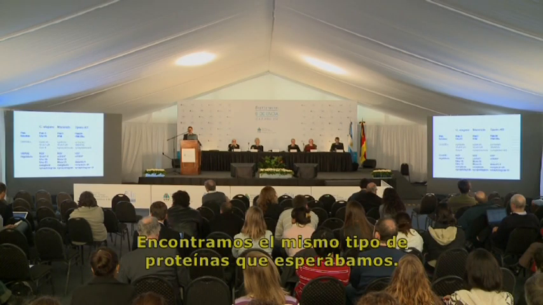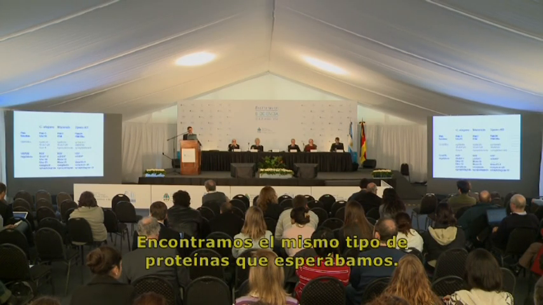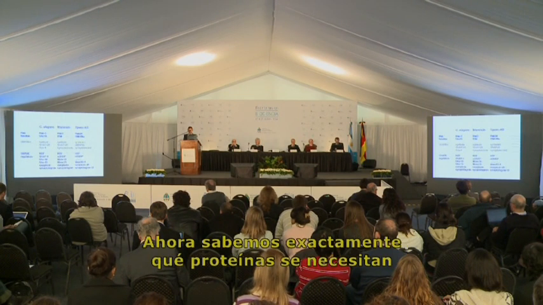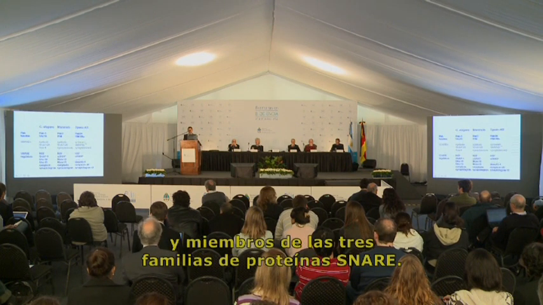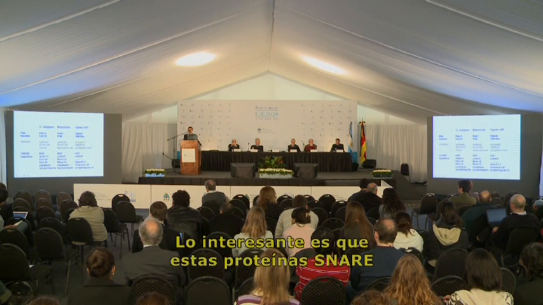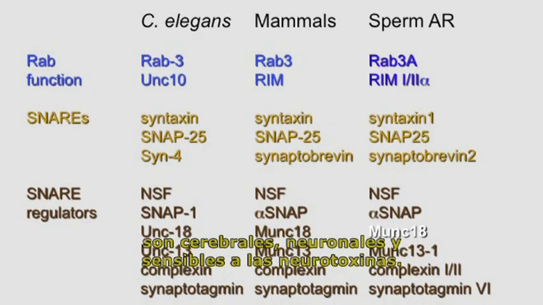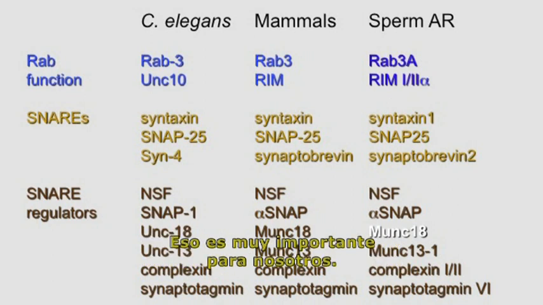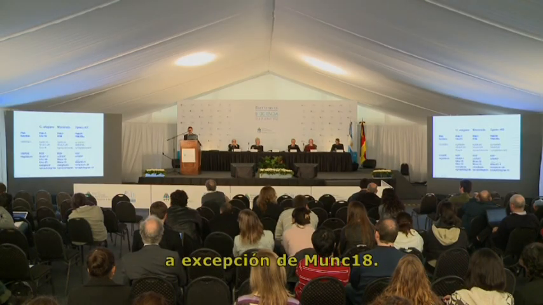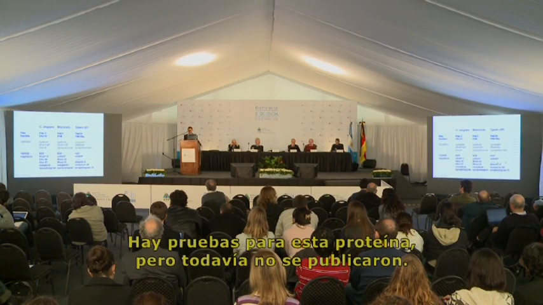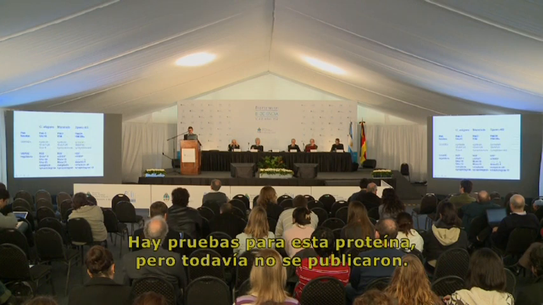Not surprisingly, what we found is the same kind of protein that we were expecting. Now we know exactly what proteins are required: RABs, RAB effectors, members of the three families of SNAREs. What is interesting is that these SNAREs are brain SNAREs. They are neuron SNAREs, sensitive to neurotoxin. That is very important for us. And all the SNARE regulators, except Munc18, and we have the evidence for this protein, but it's still not published.